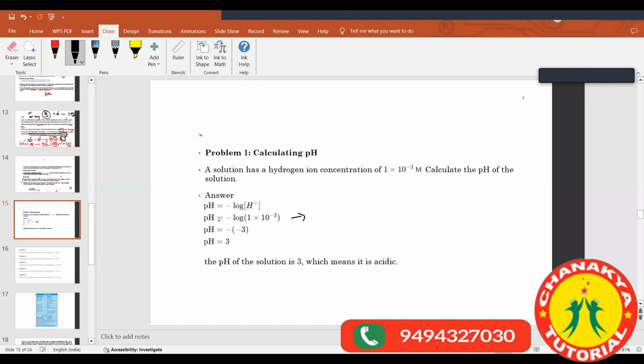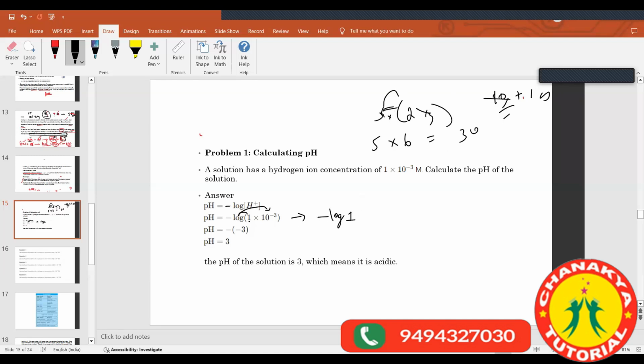Basically, it's very simple, no need to go very deep into logarithmics. The formula is minus log of H plus ion, so minus log of 1 into 10 power minus 3. I can multiply this log to those two inside. As per the logarithmic rule, for example, if it is 5 into 2 into 3, I can do it two ways: 5 into the bracket, 2 3s are 6, so 5 6s are 30, or else 5 2s are 10 plus 5 3s are 15. It won't come like that, but in logarithmic, it works.